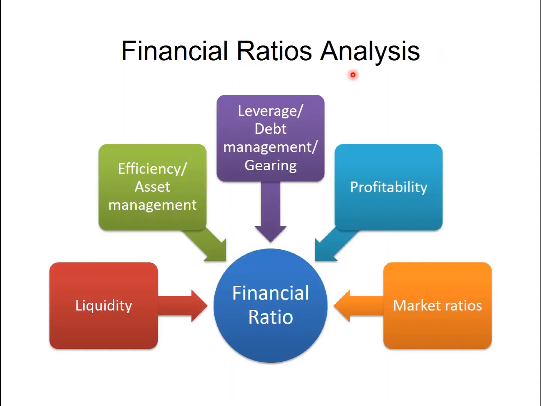Financial ratio analysis, we have five classifications of ratio. The first one is liquidity. Second one is efficiency or asset management. Next is leverage or debt management or gearing. Next is profitability. And finally is market ratios.